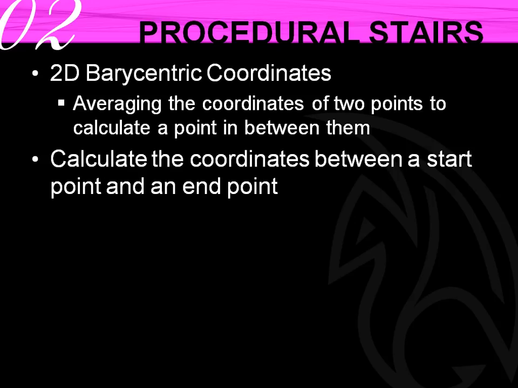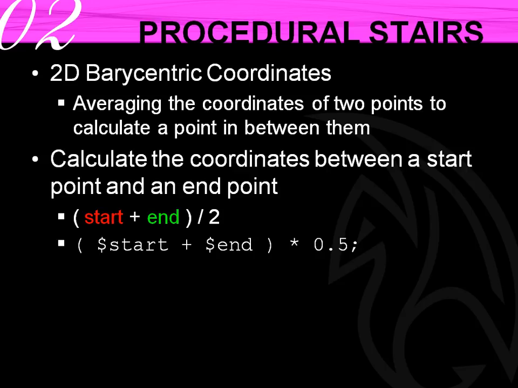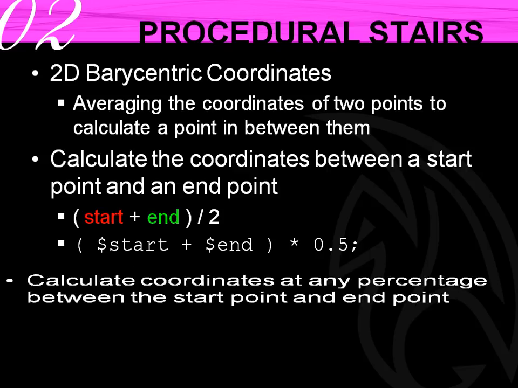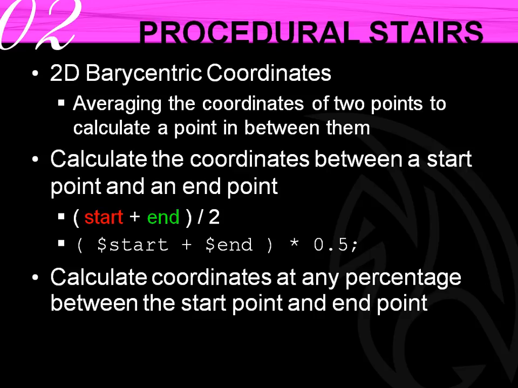So essentially what you would do is calculate the coordinates between a start point and an end point. To find the center of a point, whenever we want to find the average of something, we usually add them together and divide by 2. Of course, in our case, the most optimal way to do that would be to multiply by 0.5. However, what if we wanted to find something that's not essentially at the center point of that edge, not equally between those 2 points?